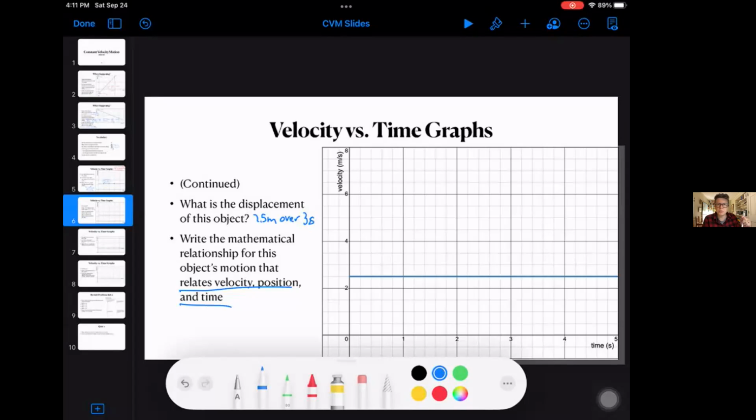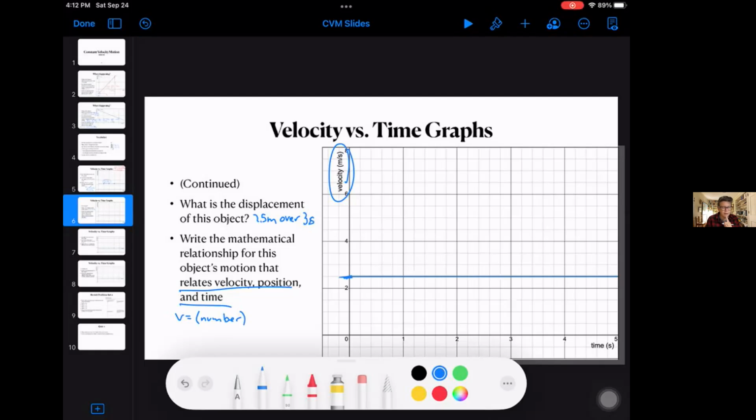Let's pick up with this request for a mathematical relationship for this object's motion that relates velocity, position, and time. I've got a graph here of velocity, where velocity is just some constant number. So where did that number come from? I could just say velocity equals some number, right? It's a constant number. It makes sense. We're in a unit called constant velocity motion.